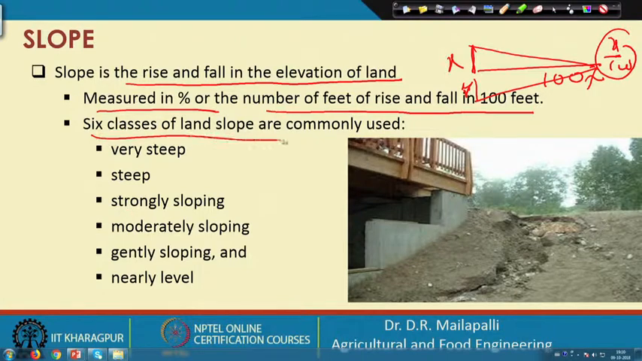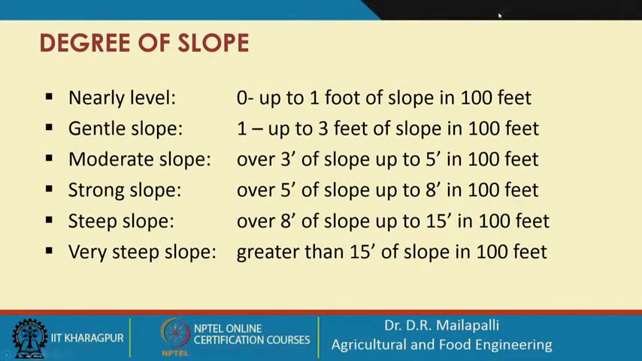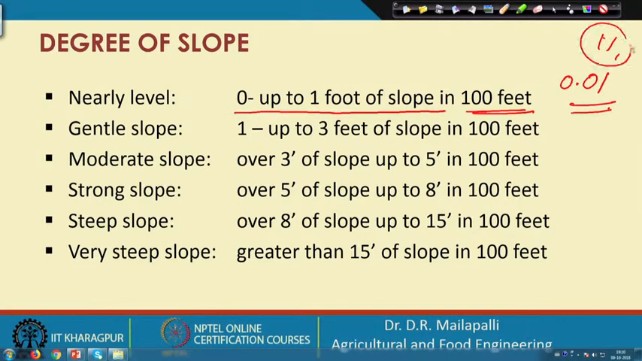The 6 classes of land slope commonly used are: very steep slope, strongly sloping, moderately sloping, gentle sloping, and nearly level slope. Based on the slope, the land can be classified. Let us see the different numbers here. Nearly level is 0 up to 1 foot of slope in 100 feet. So, 1 foot divided by 100 is 0.01, which is about 1% slope, right.